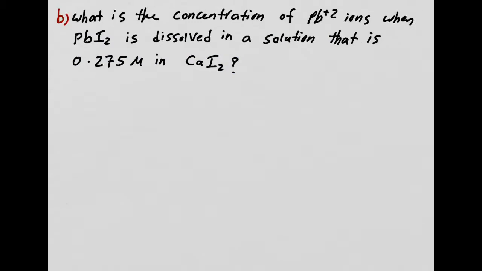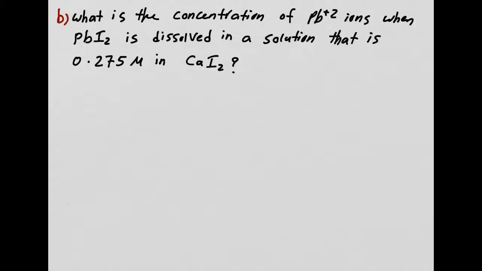Now, here's the next question. What is the concentration of Pb plus 2 ions when PbI2 is dissolved in a solution that is 0.275 molar calcium iodide? Again, you should also be able to do this. So pause this and then give this a shot.